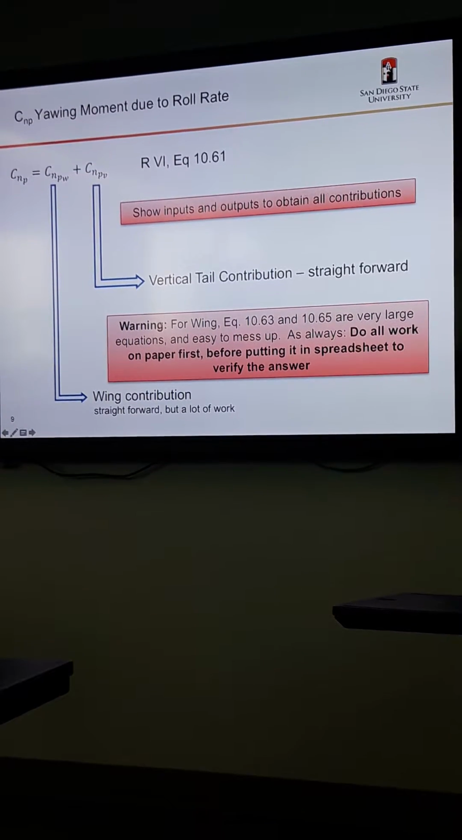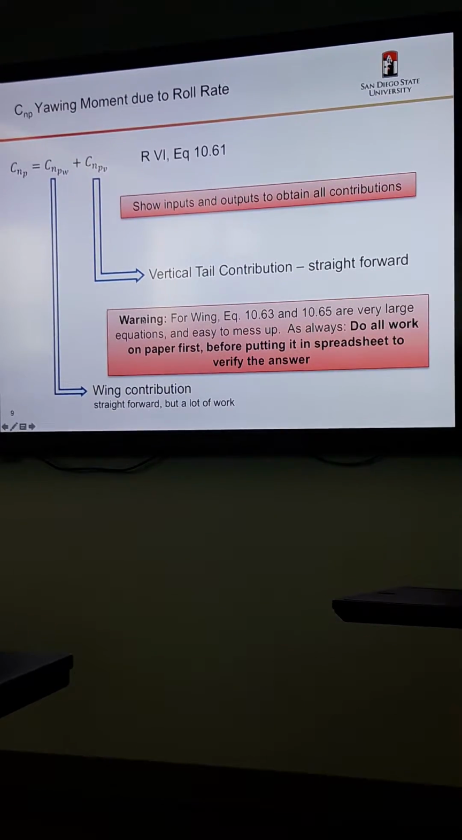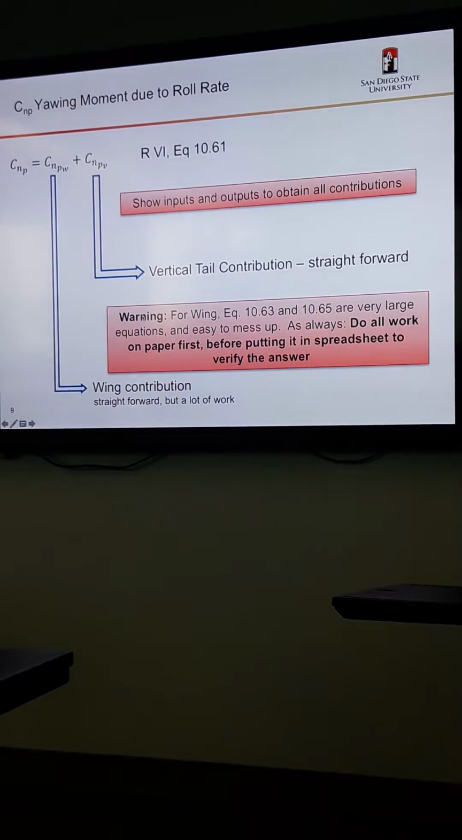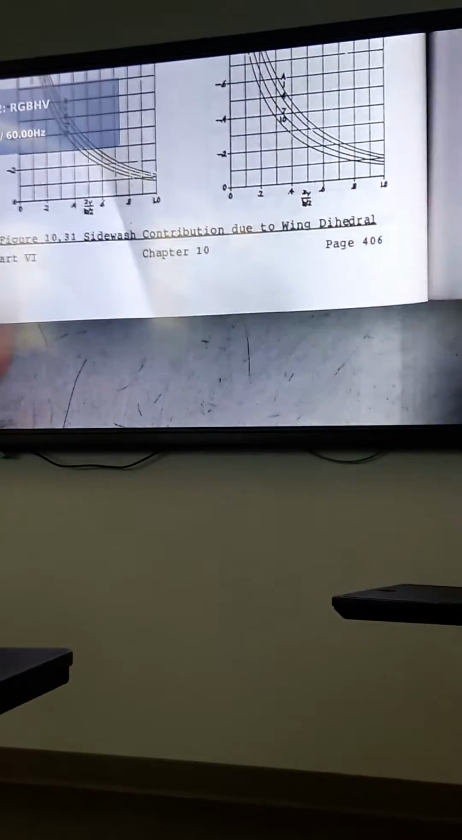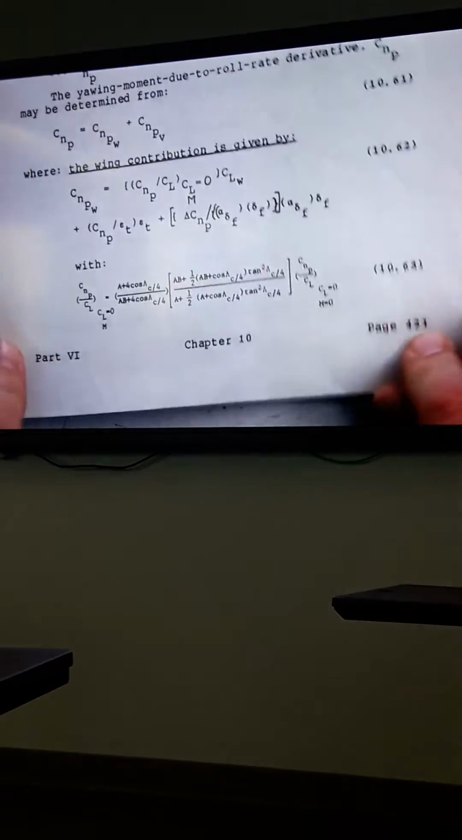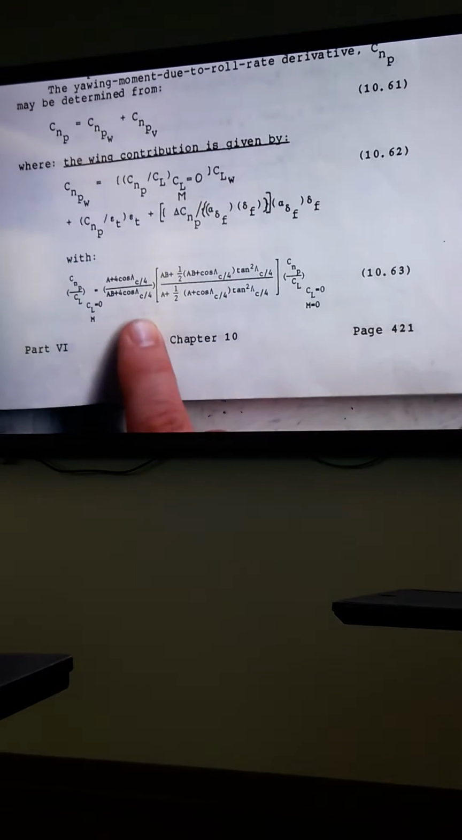Yaw moment due to roll rate. Equation 10.63. This is another one I'm going to talk about. If there's one equation that you do not put in Excel first before you do it on paper, this would be it. You can see how easy it is in Excel to get your order of operations wrong and get the wrong number. So if you can't get the right number, make sure you get out a piece of paper and do it the old-fashioned way.